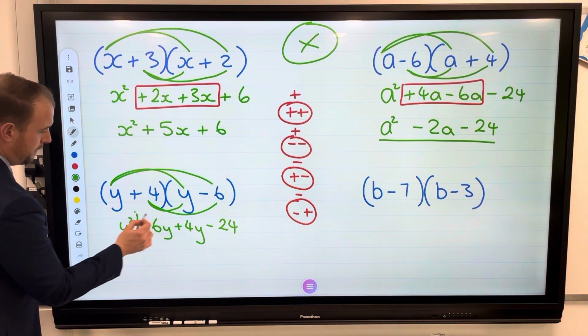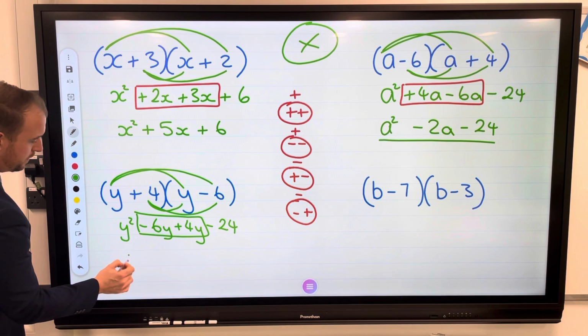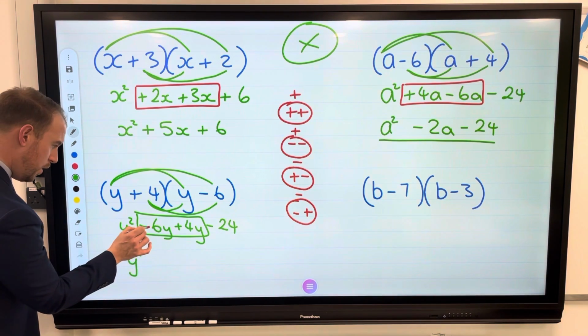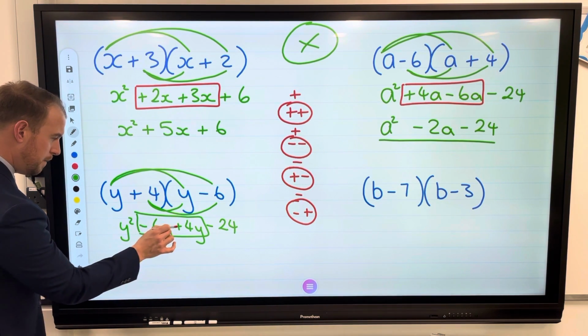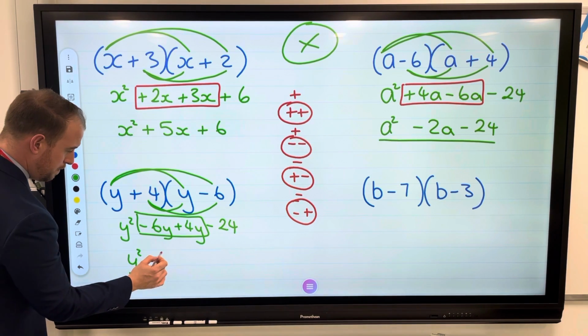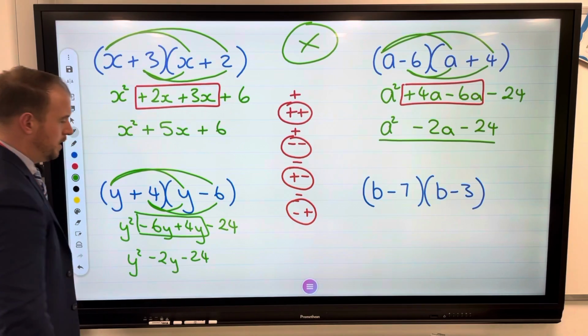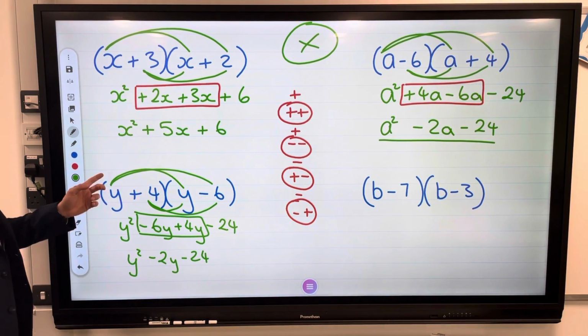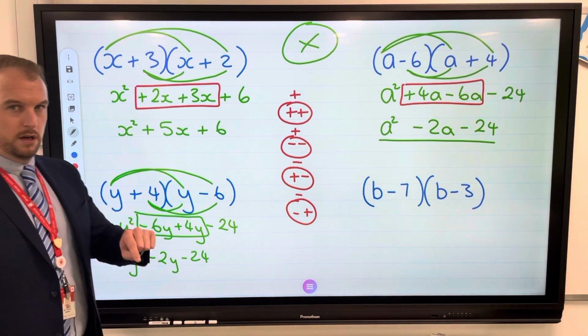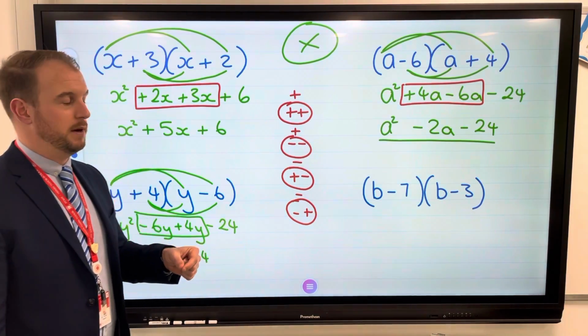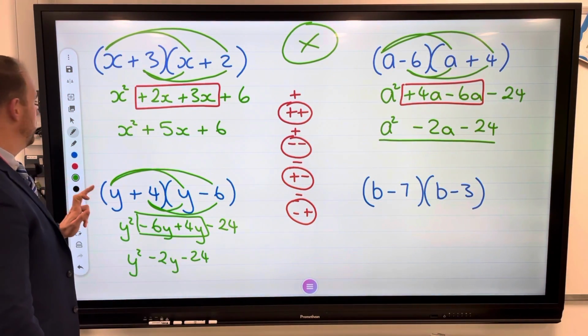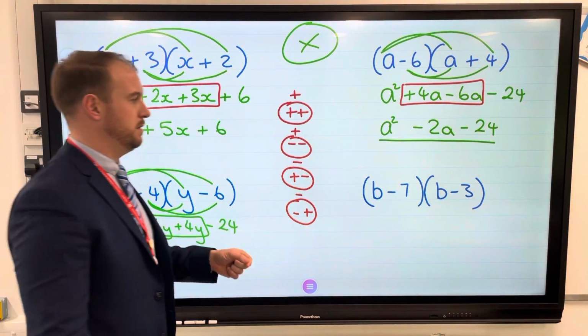Let's simplify the middle part. So I've got Y squared, minus 6 plus 4 is minus 2Y. Again, use your number line if you need to. There it is. So there is a certain order in which I multiplied these expressions. And that is where this word FOIL comes into it.